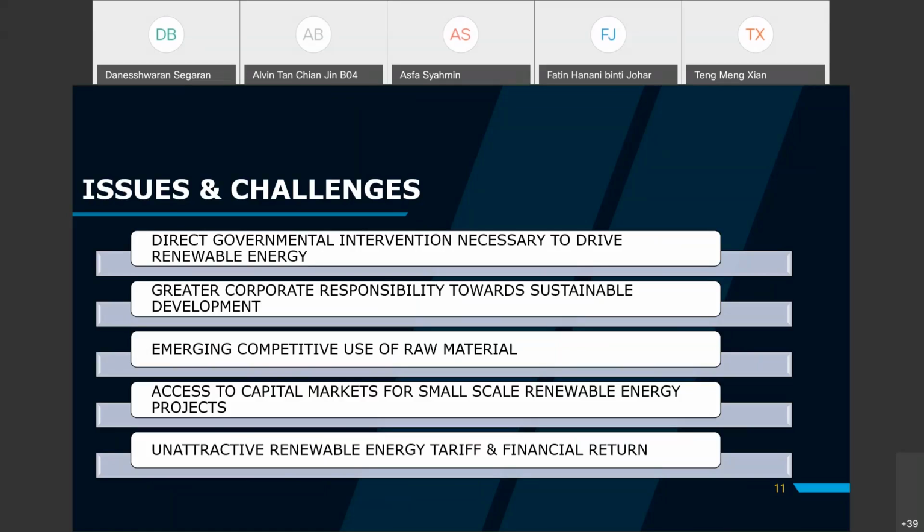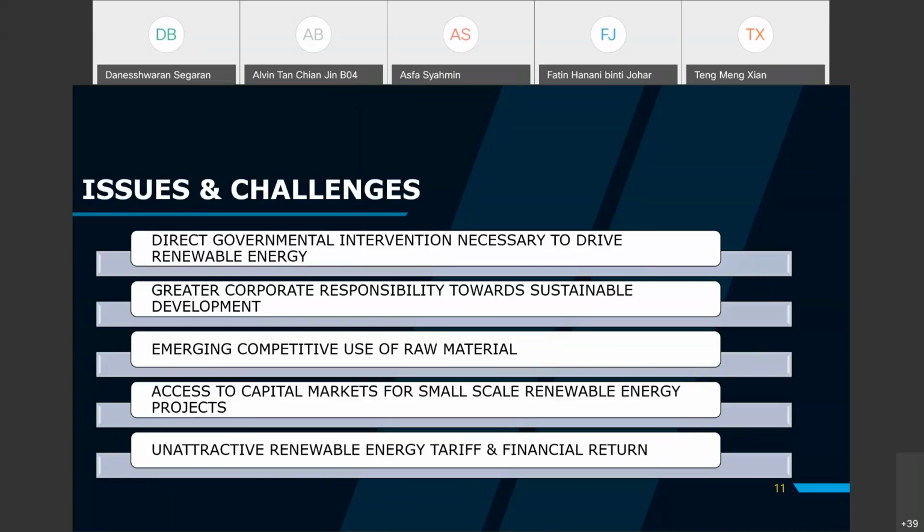Greater corporate responsibility towards sustainable development. So the corporate that are responsible for the sustainable development we're talking about here is the unconventional oil and gas department. The third one is emerging competitive use of raw material. Fourth one is access to capital markets for small scale renewable energy project.